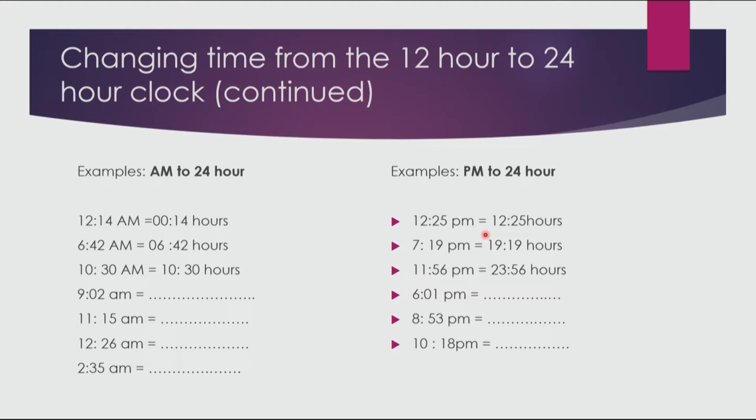Let's try this one now. Changing PM to 24 hours. You say 12:25 p.m. is the same as 12:25 hours. 7:19 p.m. PM, it's at night. It's 19:19 hours. 11:56 p.m. It's at night. It's 23:56 hours.